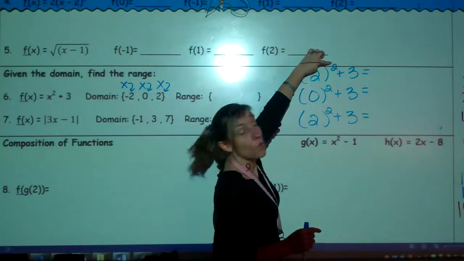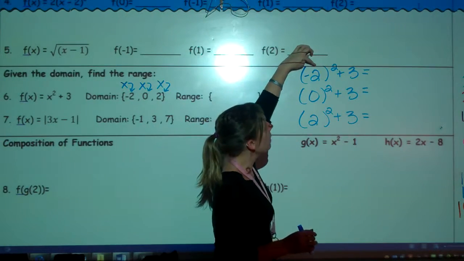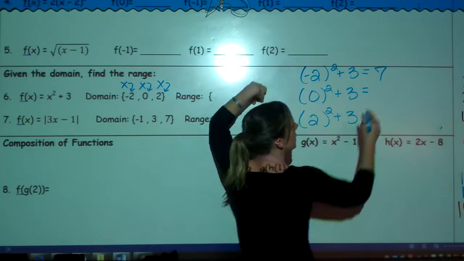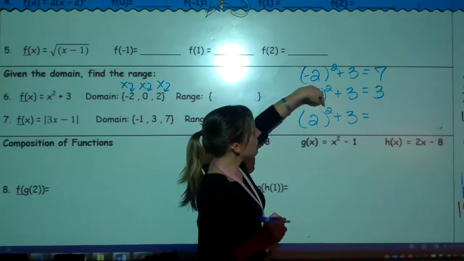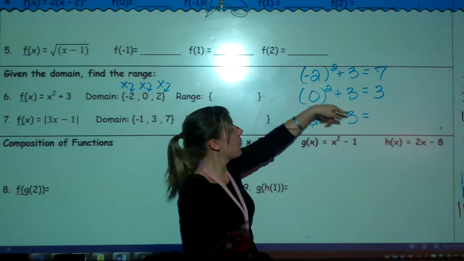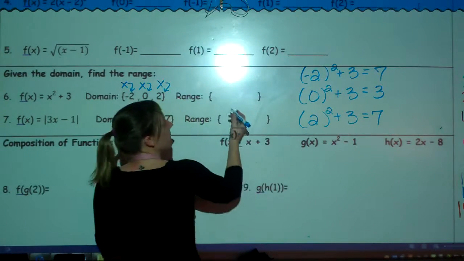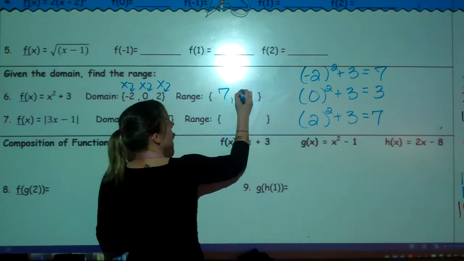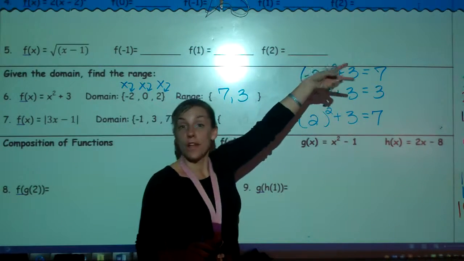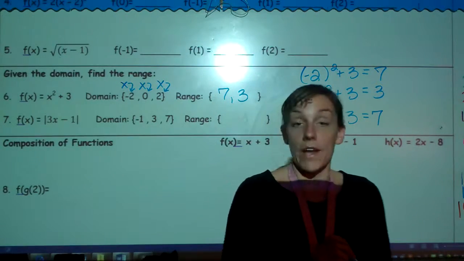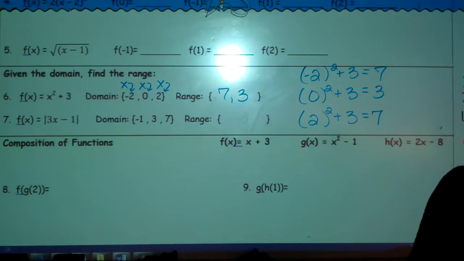So negative 2 squared with parentheses is 4. 4 plus 3 is 7. 0 squared plus 3 is just 3. 2 squared is 4 again. 4 plus 3 is 7. So since those repeat, you don't have to list both of them. It's just 7 and 3. Because that 7 stands for both outputs. You only have to list range values once, okay?